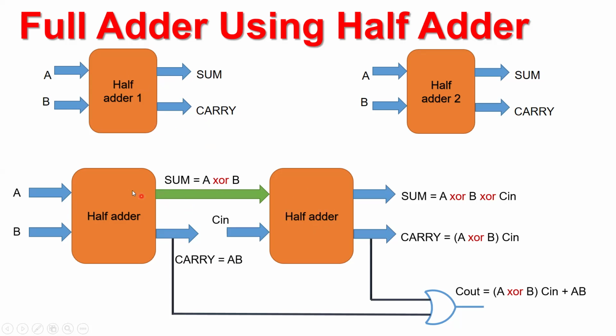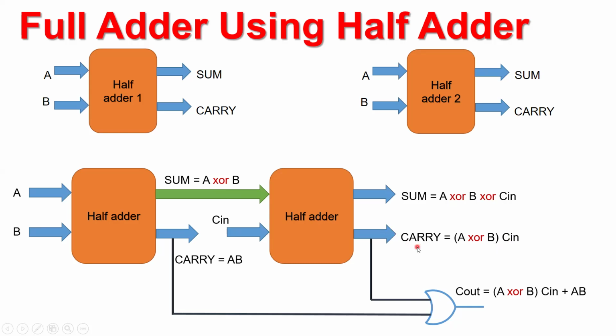Now for the second half adder, the output of the first half adder goes as an input. That is, sum equal to A XOR B becomes its input, and the second input of the second half adder is nothing but the carry generated from the previous addition of bits. So this C in is its second input, and this C in comes from the previous addition. Obviously it has two outputs: sum, which is A XOR B XOR C in, and the C out, or carry, of this second adder, which is the AND operation of these two inputs, that is, A XOR B and C in. This is how we get it.